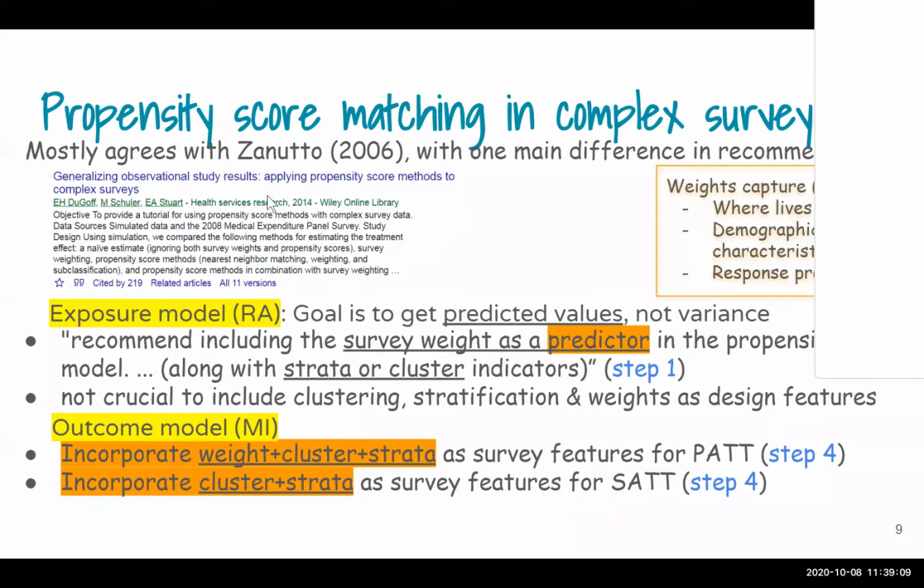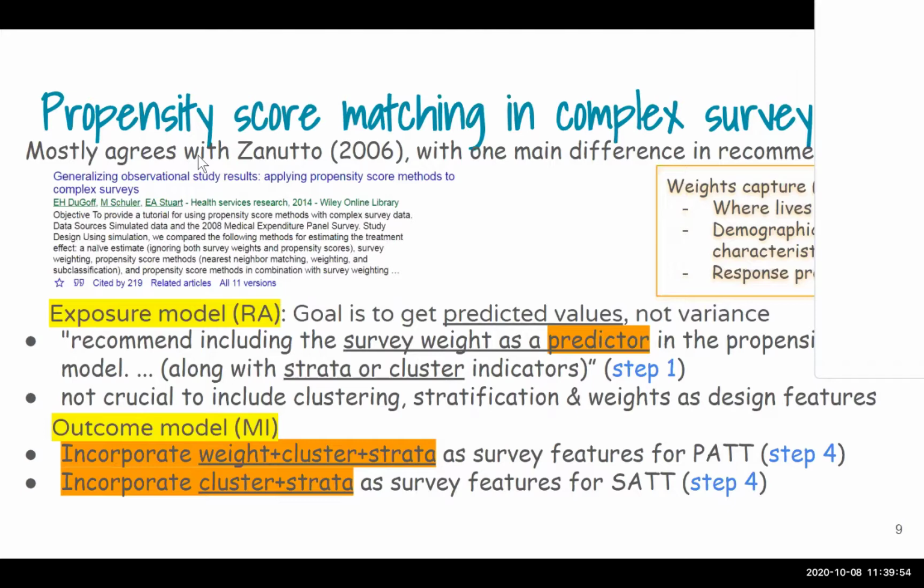So this was in 2014, not so long ago, so you can see that this is a recent research interest. What DuGoff said is that when we fit our propensity score model, we should follow Zanutto's suggestion that we should not incorporate the survey features as survey features. But what they suggested is that even though we do not incorporate the survey features as survey features, we should incorporate them as covariates.